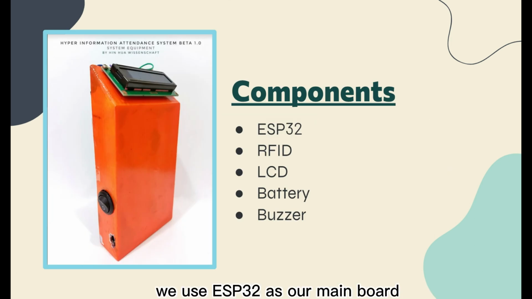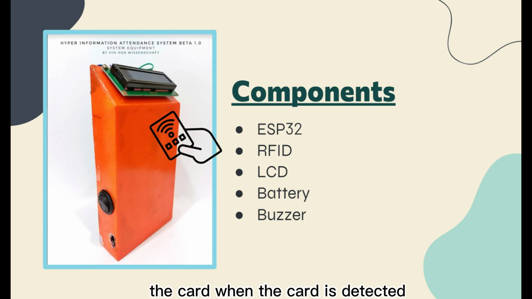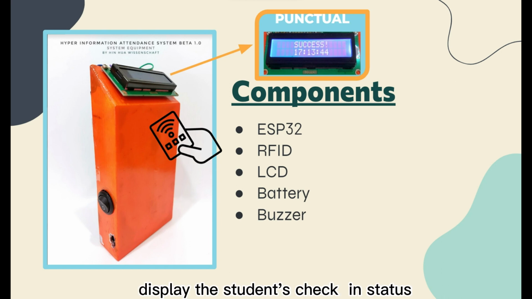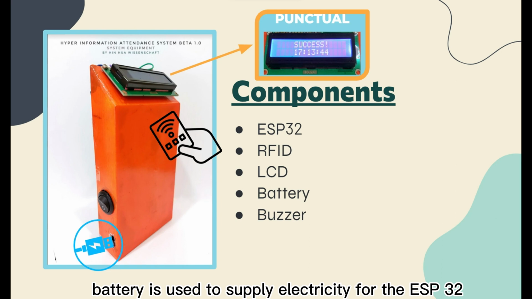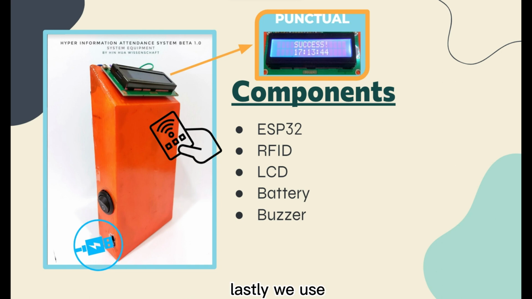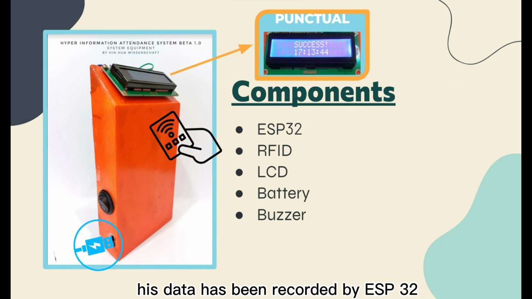We use ESP32 as our main board. The main function of the RFID is to get the signal of the card when the card is detected. The use of the LCD is to display the student's check-in status. Battery is used to supply electricity for the ESP32, LCD, buzzer, and RFID to work as usual in an environment without electricity. Lastly, we use the buzzer to let the students know that his data has been recorded by ESP32.